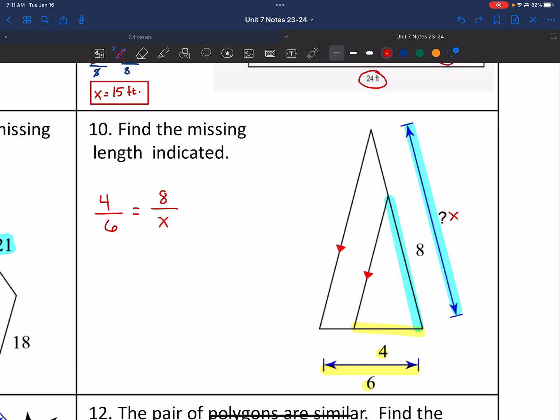And so now that I've got my proportion, how do you get rid of the fraction? You can cross multiply. So 4 times x gives me 4x. 6 times 8 equals 48. Divide by 4 on each side. And so now I've got x is equal to 12.